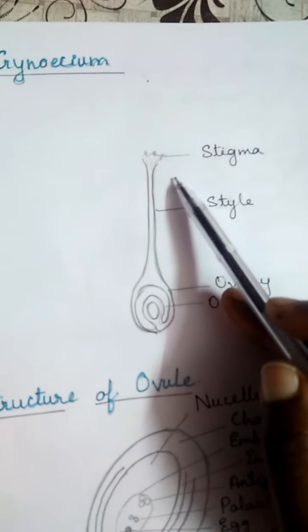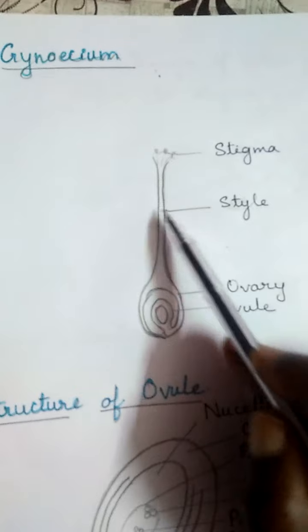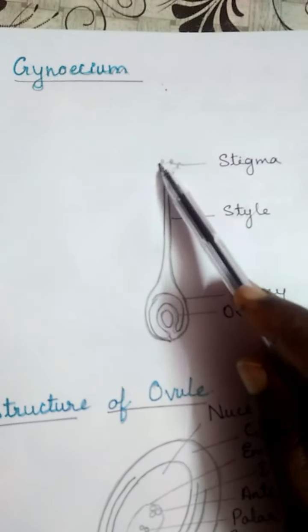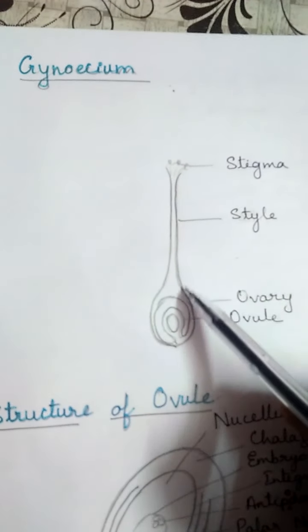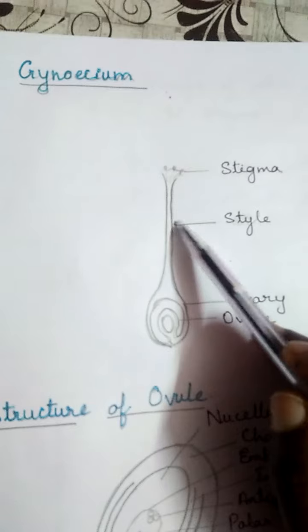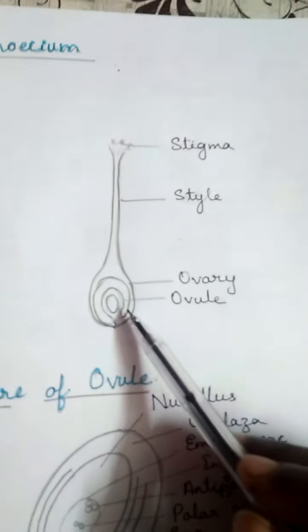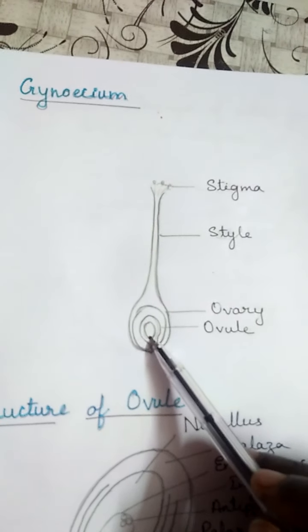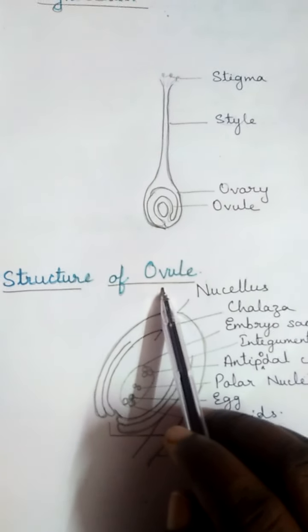The gynoecium consists of three regions. They are the stigma, style, and the ovary. Stigma is the exposed part of the gynoecium. The stigma and ovary are connected by a narrow structure that is called the style. Inside the ovary, you can find the ovule. The ovule contains the egg. Clear? Next, you are going to study the structure of the ovule.